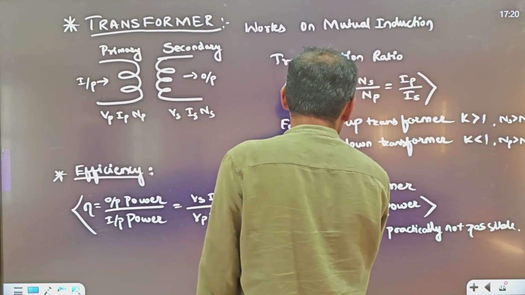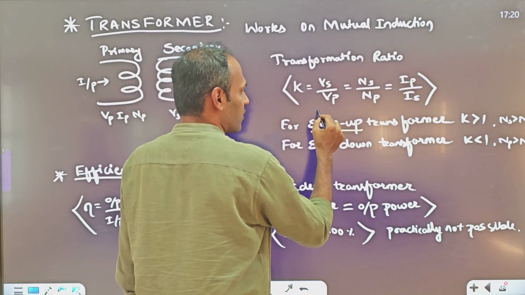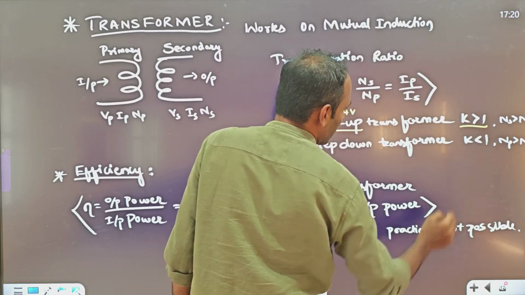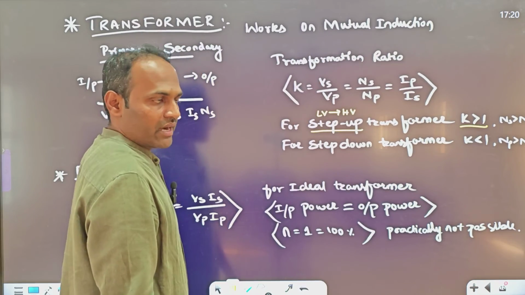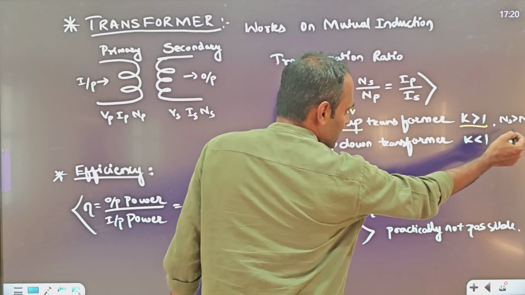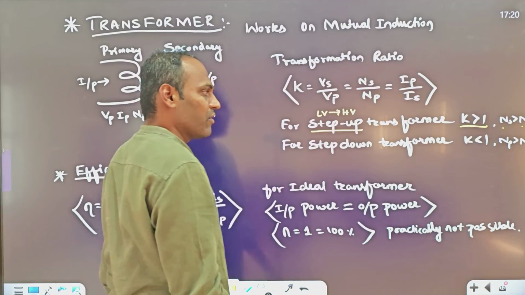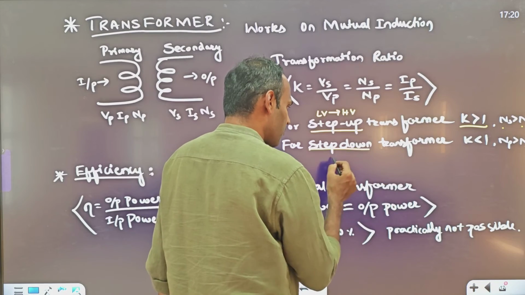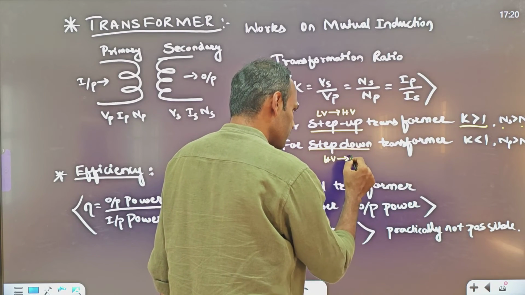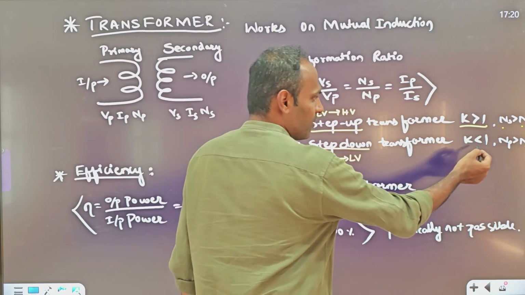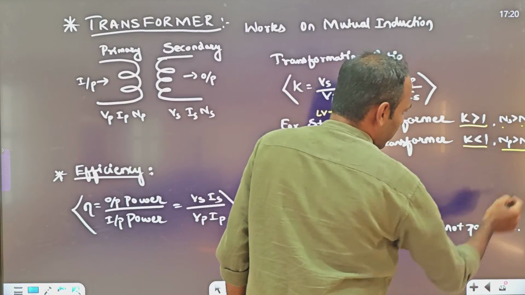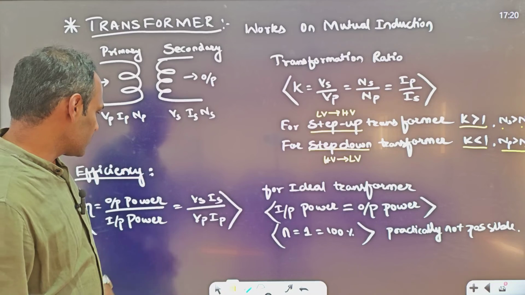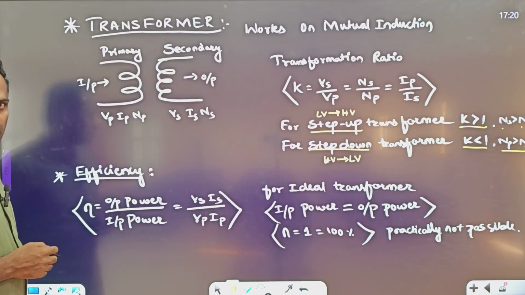So a step-up transformer means one which converts low voltage to high voltage, that is step-up. Its value of K will be greater than 1. Number of turns in secondary will be greater than number of turns in primary for a step-up transformer. For a step-down transformer, which converts high voltage to low voltage, K will be less than 1 and number of turns in primary will be greater than number of turns in secondary. There will be more turns in the primary.